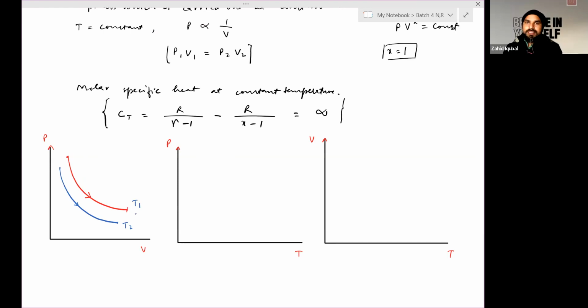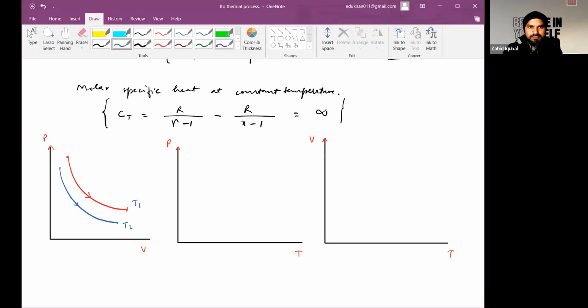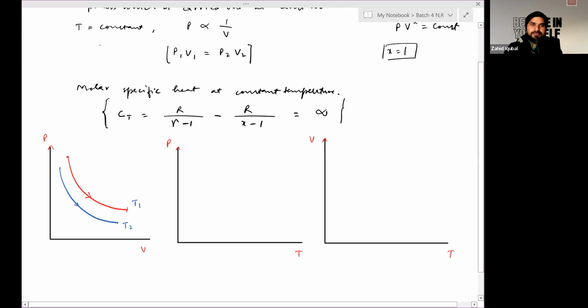Krishna, any idea? How to define which of the two temperatures is greater, T1 or T2? Good, Yusra.